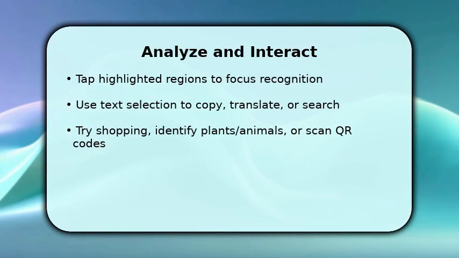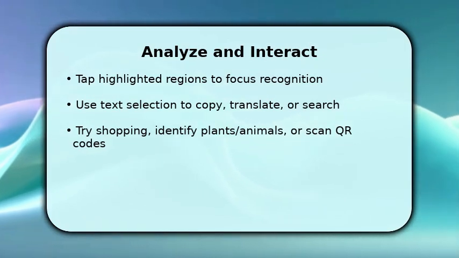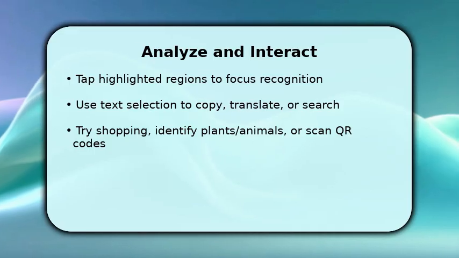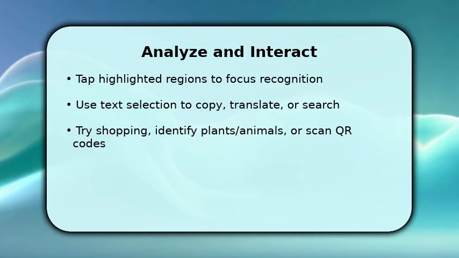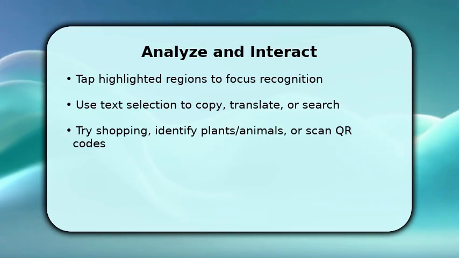Once Lens highlights a subject, tap the highlighted region to refine the result and see labeled suggestions. For text, drag the selection handles to capture exact lines, then copy, translate, or search that text. This is great for receipts or menus.